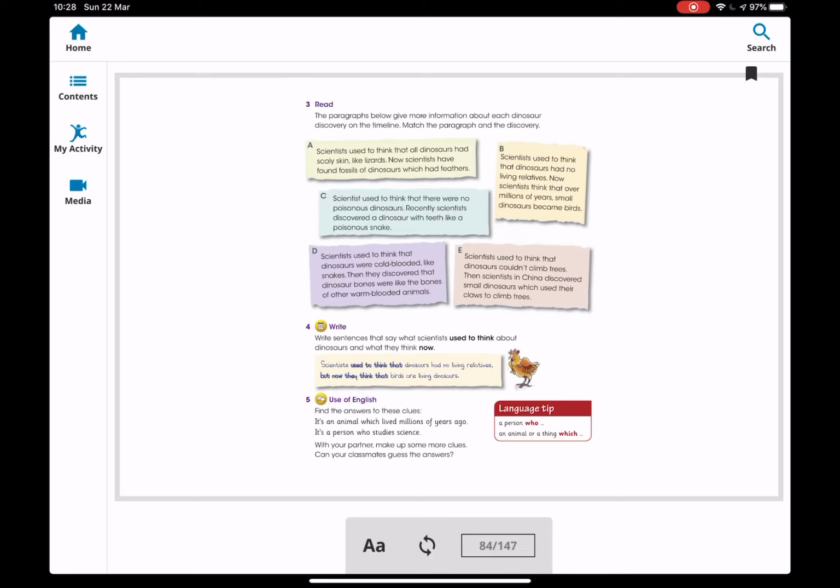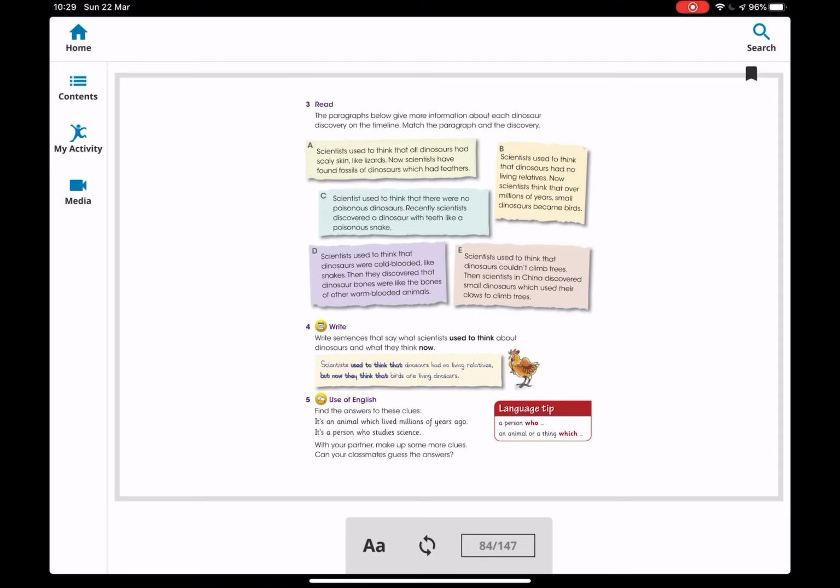C. Scientists used to think that there were no poisonous dinosaurs. Recently, scientists discovered a dinosaur with teeth like a poisonous snake. D. Scientists used to think that dinosaurs were cold-blooded, like snakes. Then they discovered that dinosaur bones were like the bones of other warm-blooded animals. E. Scientists used to think that dinosaurs couldn't climb trees. Then scientists in China discovered small dinosaurs which used their claws to climb trees.